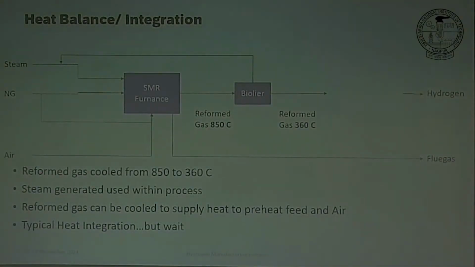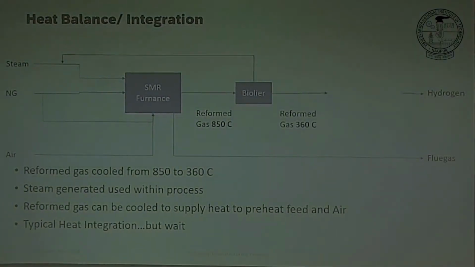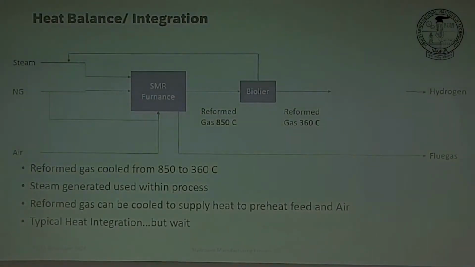So once we have this steam needed for your reaction, it needs to be generated as well. That also needs energy. So if you can generate it within your process, you're already reducing your operating cost, right? So in this one we cool the gas from 850 to 360 degrees. As we said, we already generate steam which can be used in the process.